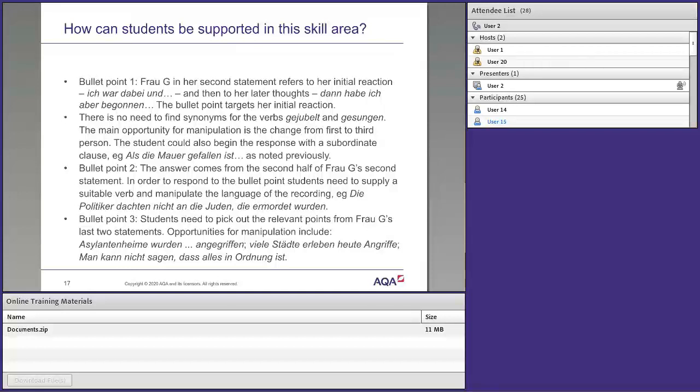And bullet point 3, students need to pick out the relevant points from her last two statements, and there were opportunities for manipulation using the passive or a subordinate clause, "man kann nicht sagen, dass", and so on. So that's what is meant by the manipulation. It's not about finding synonyms for the vocabulary.